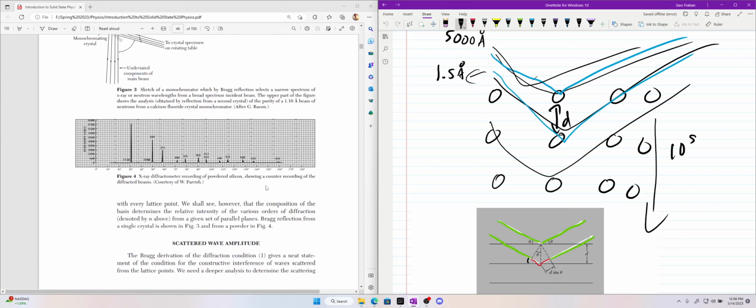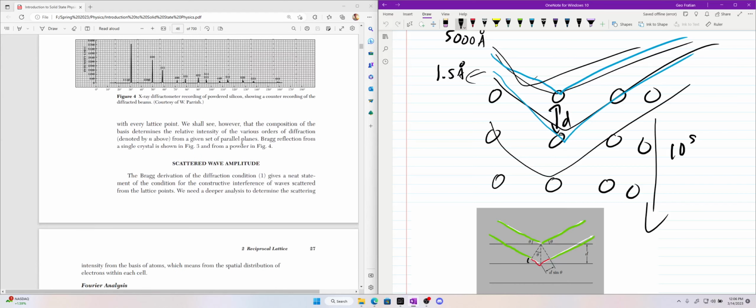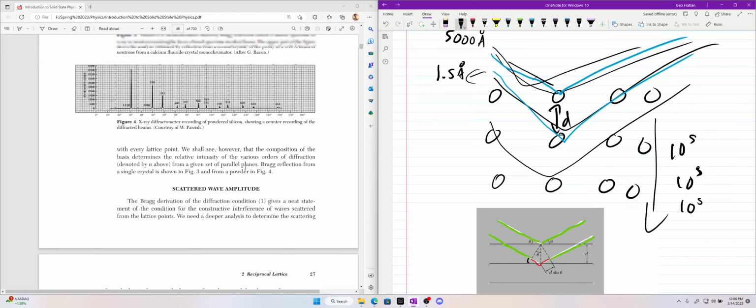Okay. However, we're going to see that the composition of the basis determines the relative intensity of the various orders of diffraction, denoted by n above, for a given set of parallel planes. So, basically, composition will matter slightly in terms of how much is let through. If you're at 10 to the 3 or 10 to the 5 layers contributing.